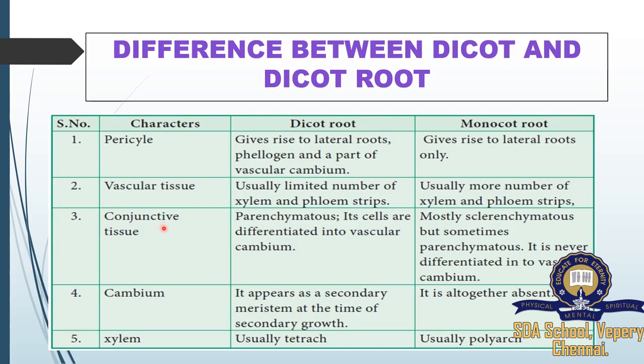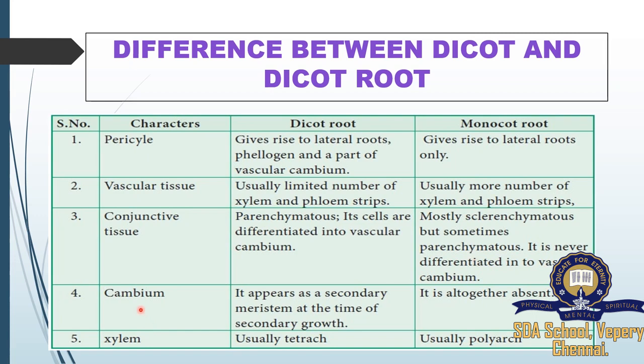Next, conjunctive tissue. Conjunctive means connecting. In the dicot system, the parenchymatous cells are differentiated into vascular cambium. Yes, it has parenchymatous cells. But in the monocot root system, it is mostly sclerenchymatous, but sometimes parenchymatous, and it is never differentiated into vascular cambium. Here both cells are present: first the sclerenchymatous cell and then the parenchymatous cell. It has been differentiated into the vascular cambium.